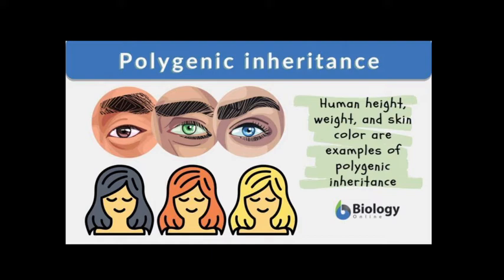Height in humans is very strongly genetically controlled, but there are many different genes that control height, and this is why people are not the exact height of their parents. Skin color is another example, another trait that is very obvious in humans, and that is controlled by many different genes, and this is why you get differences between parent and children in skin color.